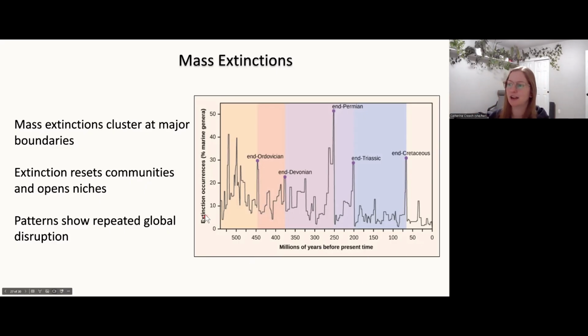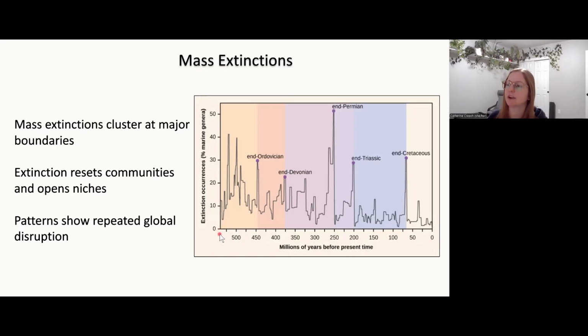Let's talk about this graph. Here I have extinction occurrences, and this is for marine genera. When they say genera, they mean genus. So that's what genera means, the number of genera that went extinct. And then we have millions of years before present time. This is today, 0. And then we go 500, 600 is the most on our Earth.